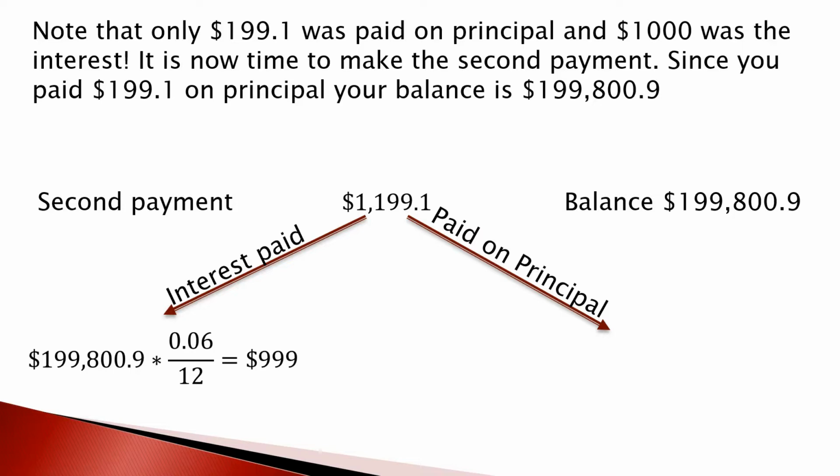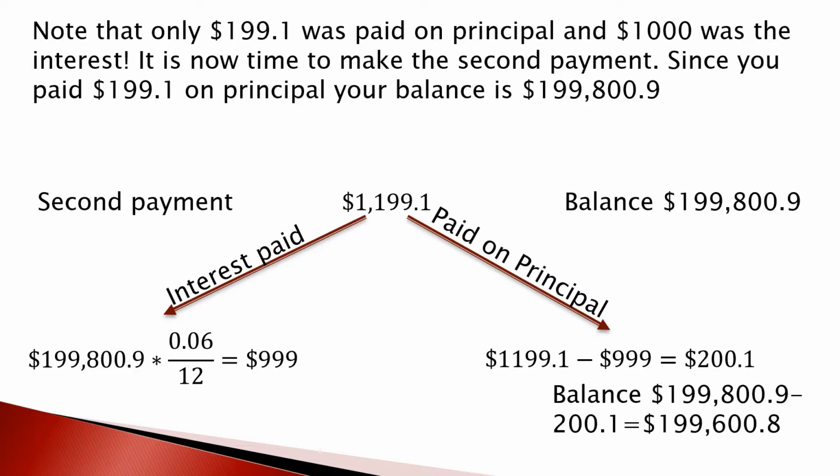What's the difference? Because you paid slightly more. And the difference in this case is going to be $200.10. And this quantity will go against the principal. So your balance will be reduced by $200.10. So now you owe $199,680.